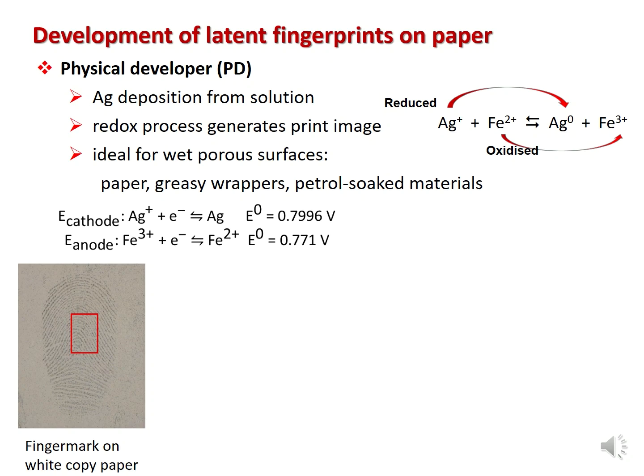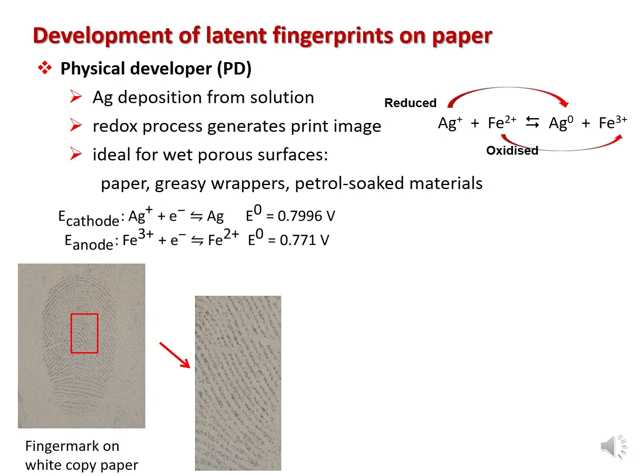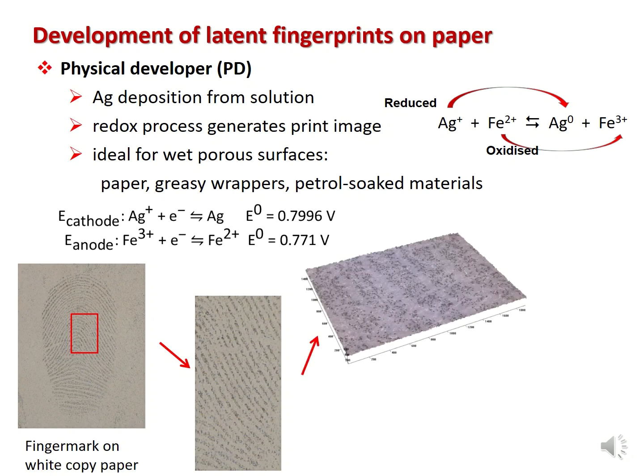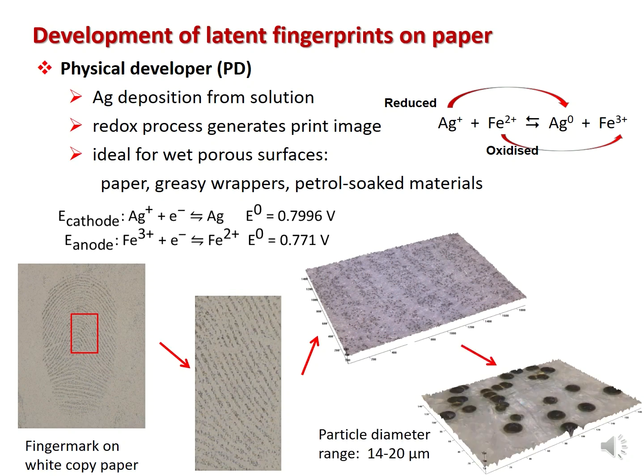Here's an example of a latent mark that was left on a piece of white copy paper, as you might use in your printer, and then developed with this physical developer. At this magnification, the lines appear continuous, but let's progressively magnify the image. Looking first at the red square, we can see that the lines in fact aren't continuous. Let's go a little further, and we can see that the ridges are made up of a sequence of very small dots, and those are the silver particles. In fact, it looks a little bit like a grainy, old-fashioned black and white photograph. And if we zoom in even further, we can see the individual particles.